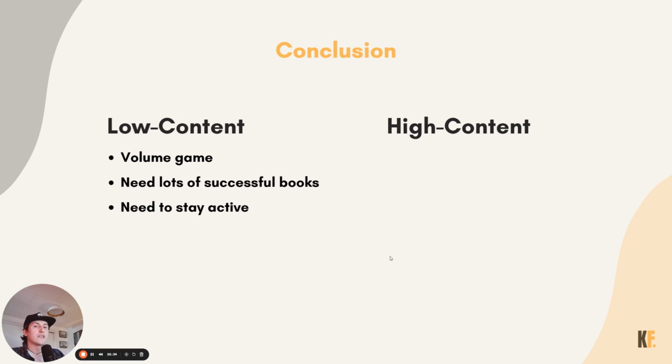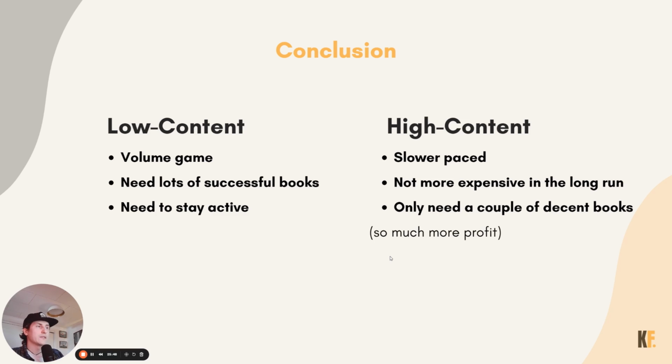You need a lot of successful books to make some decent royalties, and you have to stay active. It's going to be more trend based, and you're going to have to publish a lot of books continually to grow out your brand. With high content publishing, it's slower paced. You're being more intentional with each individual step in each individual book. It ends up being not more expensive in the long term because you're making less books and you're getting a higher return on those books.